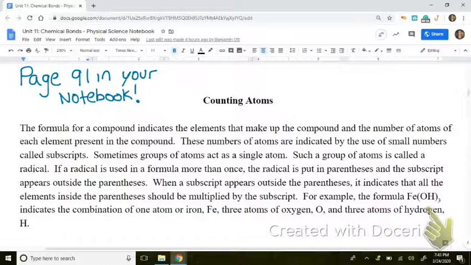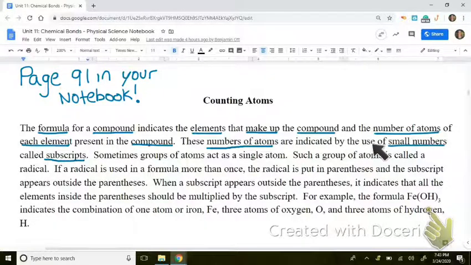So this is a brief paragraph about the number of atoms in a compound. The formula for a compound indicates the elements that make up the compound and the number of atoms of each element present in the compound. We talked about that a little bit with our previous couple of pages, and this will add on to that, starting to include parentheses and things like that. The number of atoms are indicated by the use of small numbers called subscripts. If there isn't a number there, it's an assumed one. If there is more than one, then there will be a subscript. Again, we talked about that on a couple of pages previous.